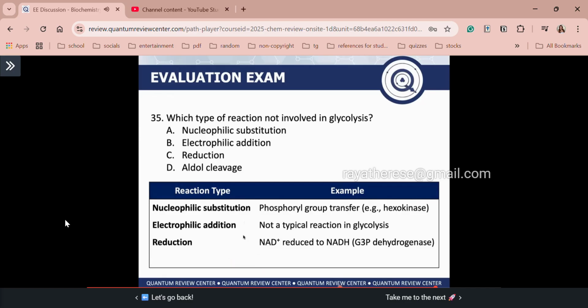Reduction. Class, from our discussion, we have numerous redox reactions. They are always coupled to each other. For instance, the reduction of NAD plus to form NADH via your GTP dehydrogenase reaction. And lastly, aldol cleavage. That's the fifth reaction. And our sixth reaction, the aldolase cleaves fructose 1,6-bisphosphate. Aldol cleavage is a very characteristic reaction of the glycolytic pathway. And thus, our answer here again, class, remember, electrophilic addition.